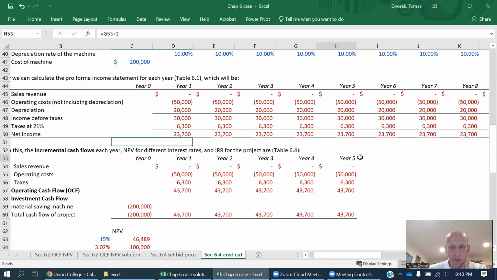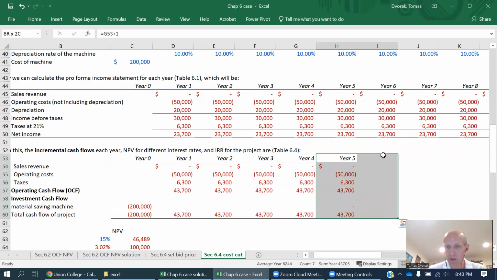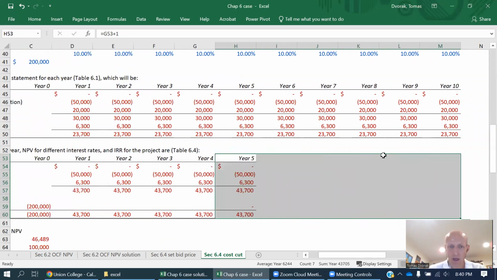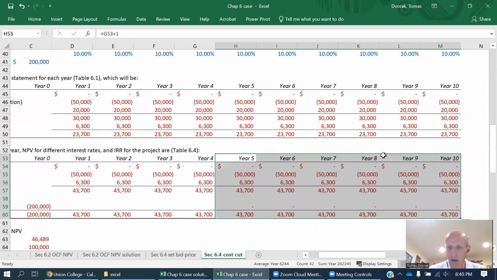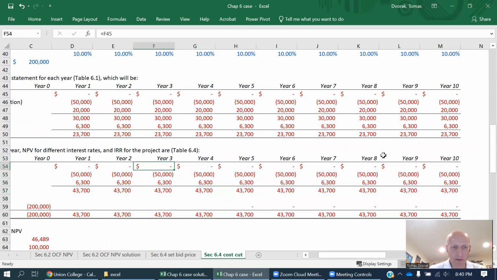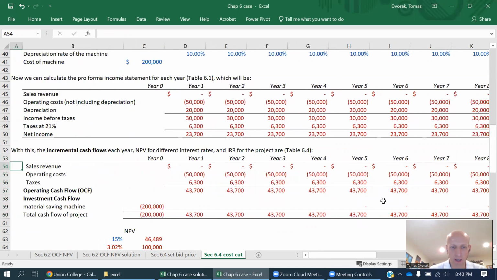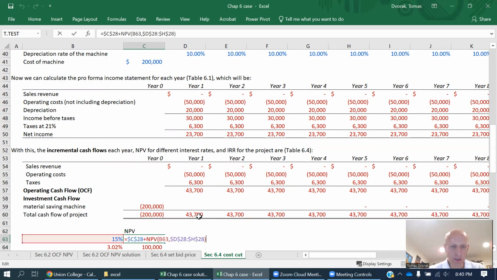So now we can calculate cash flow. Of course, we're going to need to expand this table as well. 1, 2, 3, 4, 5. Control R. I think everything is okay. This is the cash flow. Let's change the formulas for calculating NPV, because those formulas were also locked. So we're going to change it now. It's not C28, but C60.